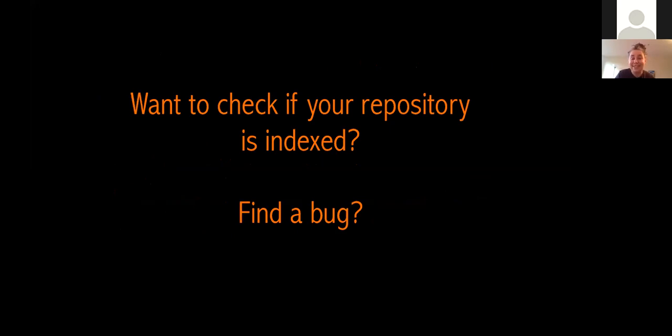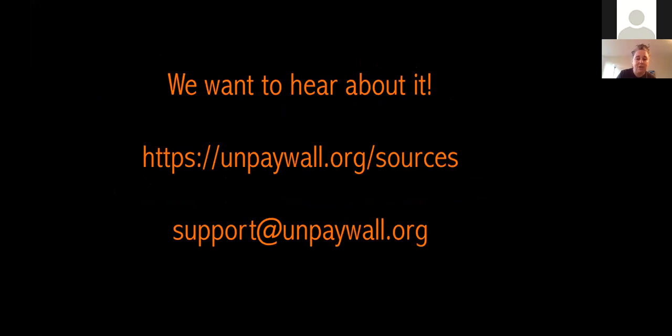And if you want to check if your repository is indexed by Unpaywall, or you find a bug, either on your repository overall or one specific DOI, and you think it may be instructive to us to find that, we would love to hear about it. This URL in the middle is how you can check if we are indexing your repository. And the email address at the bottom, support@unpaywall.org, is how you can reach out to us and talk to Richard about indexing your repository, or improving the version detection for your repository, or just simply if you found a bug.